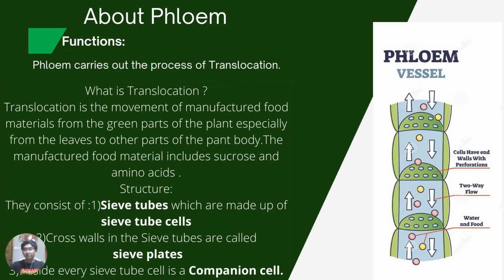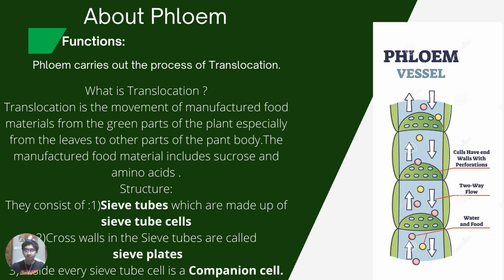Now, we are done with xylems. Now we are going to talk about phloems. In one sentence, the function of the phloem is that it carries out the process of translocation. But what is translocation? Translocation is the movement of manufactured food materials from the green parts of the plant, especially the leaves, to the other parts of the body. The manufactured food material includes sucrose and amino acids, etc.